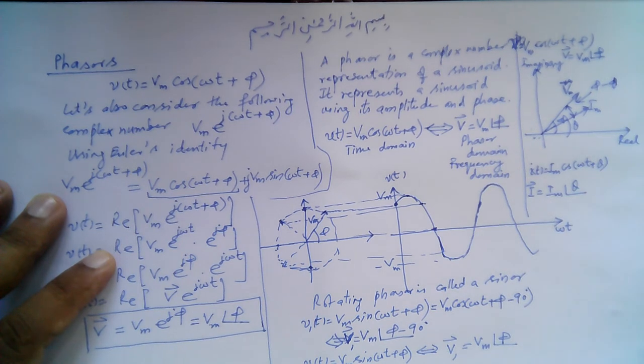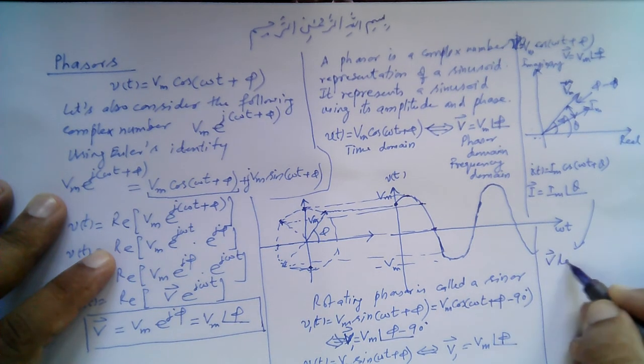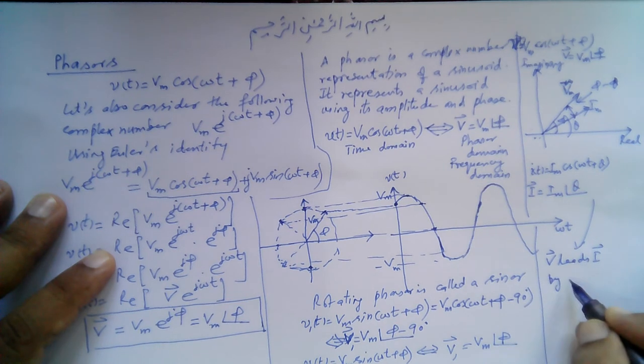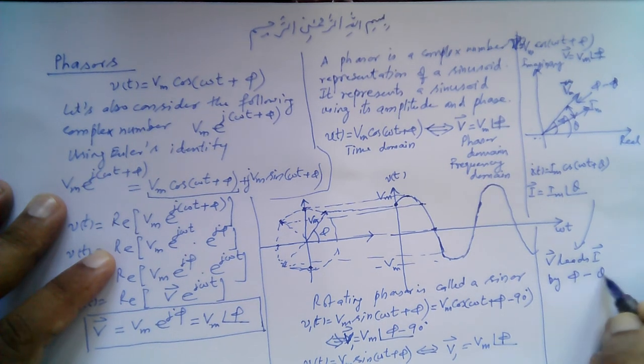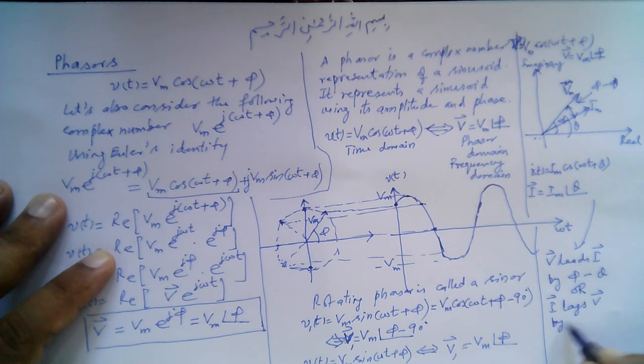So we can say that V leads I bar by phi minus theta, or we can say that I lags V bar by phi minus theta.